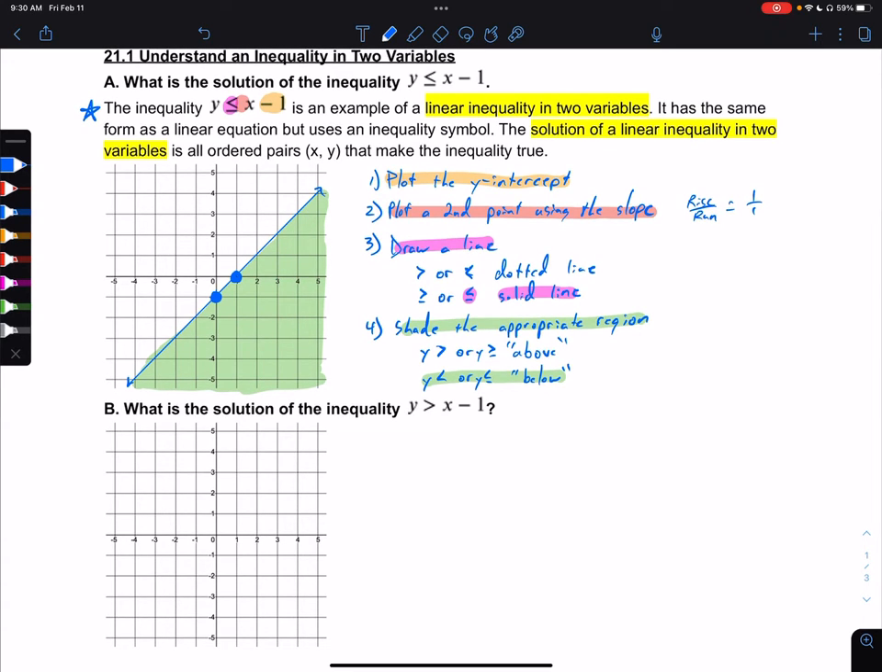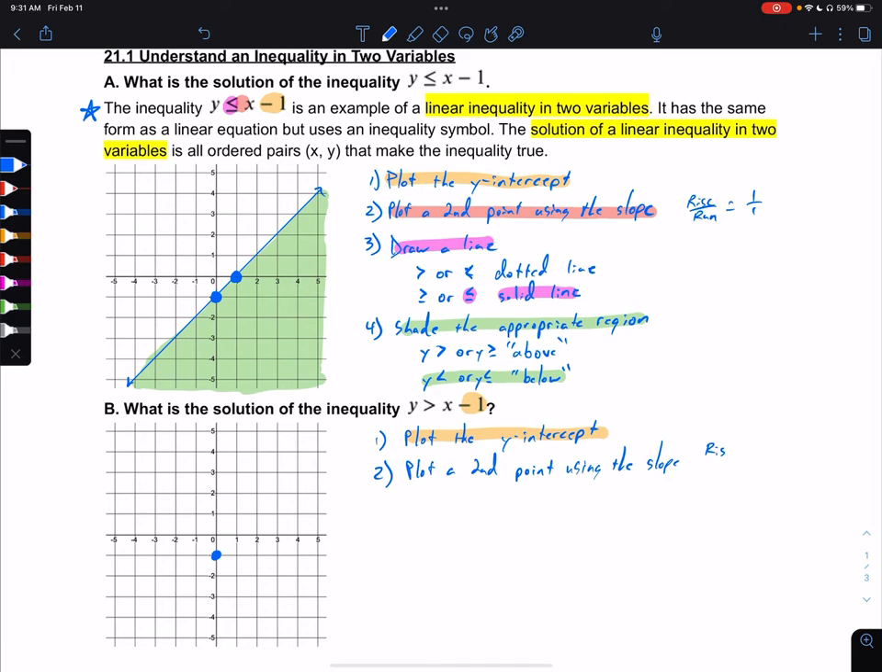In part B, we're going to be doing the same thing. So this time they say, what is the solution of the inequality y is greater than x minus 1? So we're still going to start with the y-intercept. So that is -1. It's the same in this case. They didn't change it. So we plot the -1. Step 2, we're going to plot a second point using a slope.